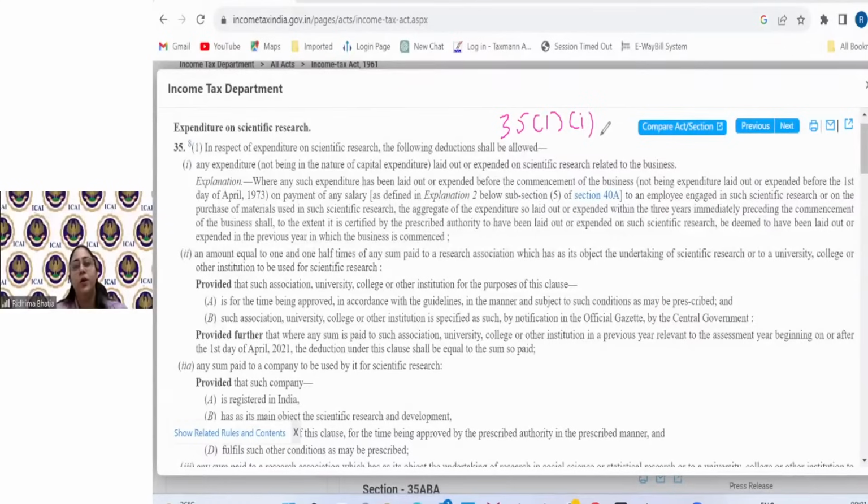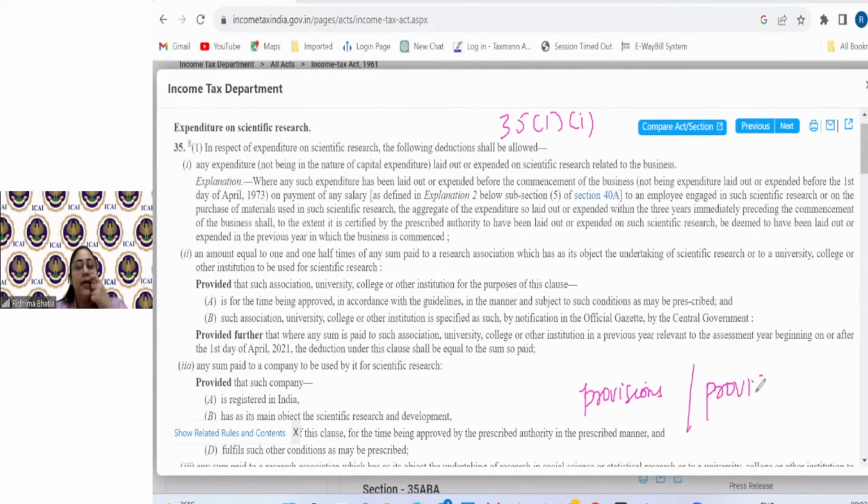Section 35 subsection 1 clause 1, or clause 1 of subsection 1 of section 35, same thing. Legal language referred to in clause 1 of subsection 1 of section 35, both are the same thing. Okay, now ma'am, what is the difference between provisions and proviso?